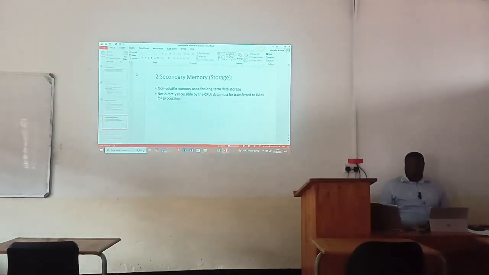And then we can look at secondary storage. This is a non-volatile memory that is used for long-term data storage. And this one is not directly accessible by the CPU. First of all, data must be transferred to the random access memory for processing.